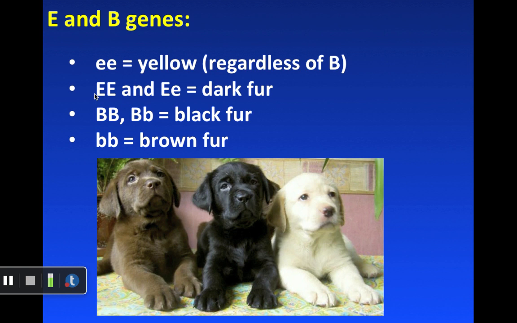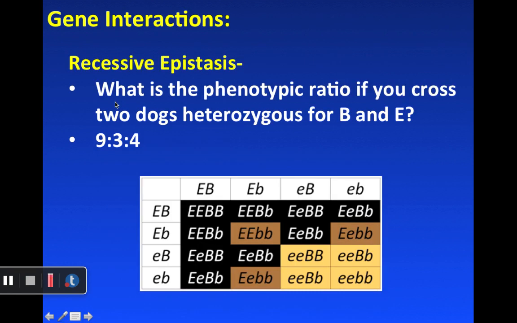So again, if you do a typical dihybrid cross of two individuals that are heterozygous for both the B and the E genes, what you end up getting is something like this. Here we see a Punnett square of the cross I just mentioned. Again, cross two individuals heterozygous for both of those genes.